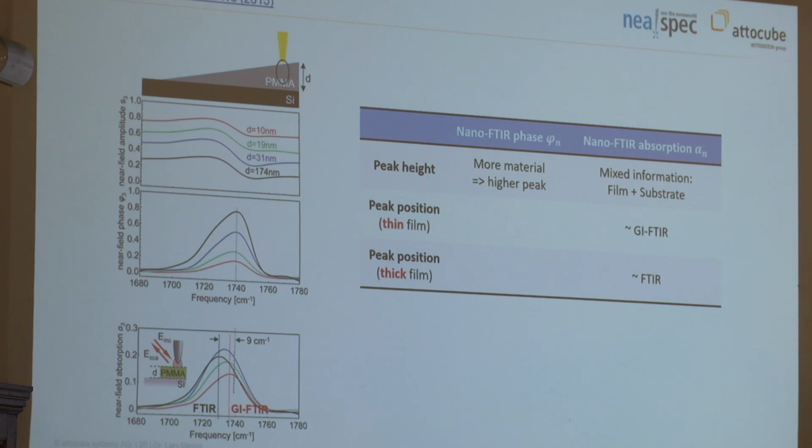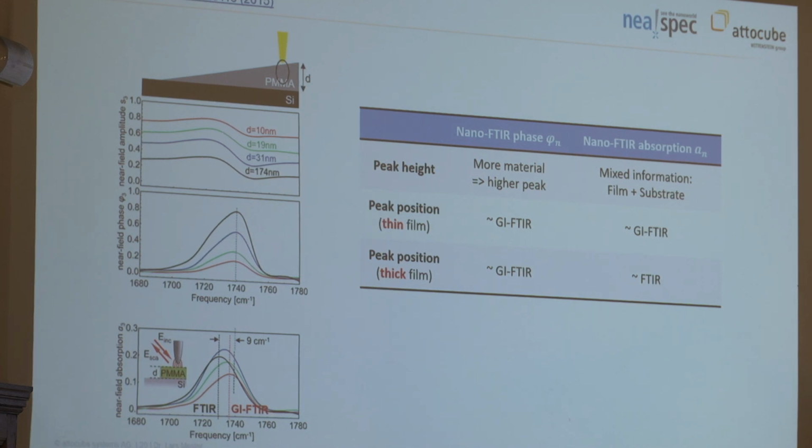So you have to compare it to other spectroscopy techniques. They will match the peak position. For the nano-FTIR phase, it's not so obvious. It looks like it stays the same. It also shifts slightly, but not so much.